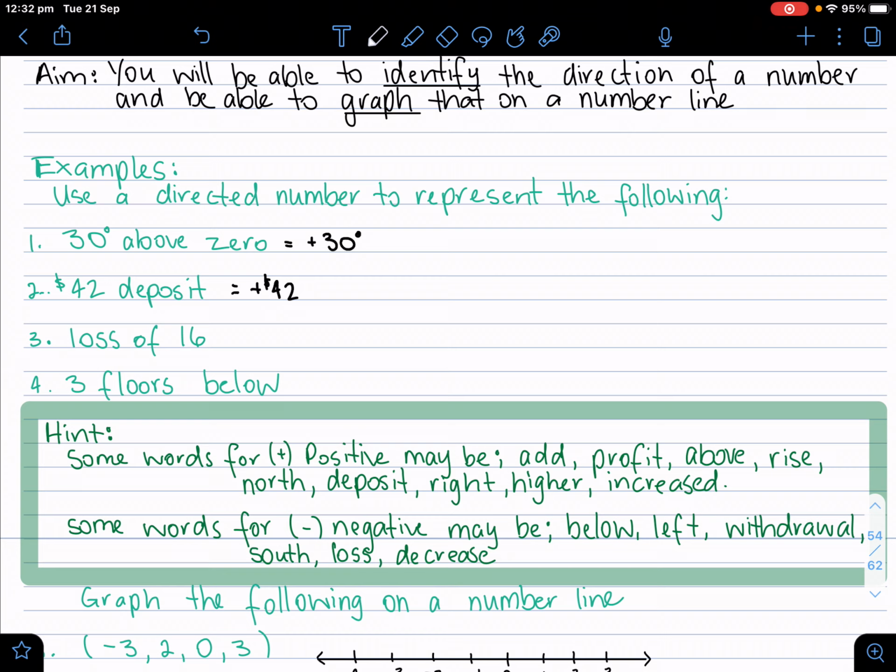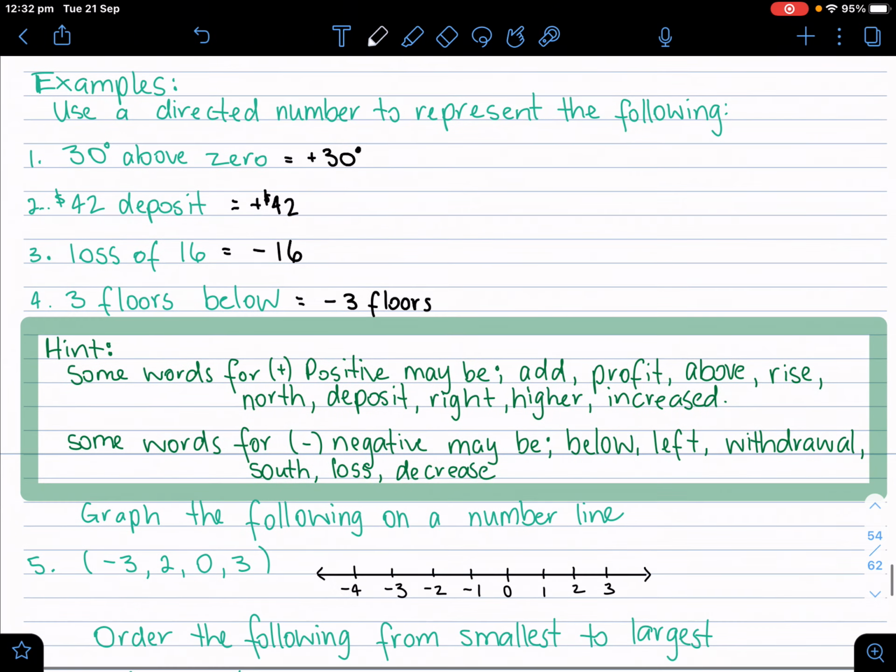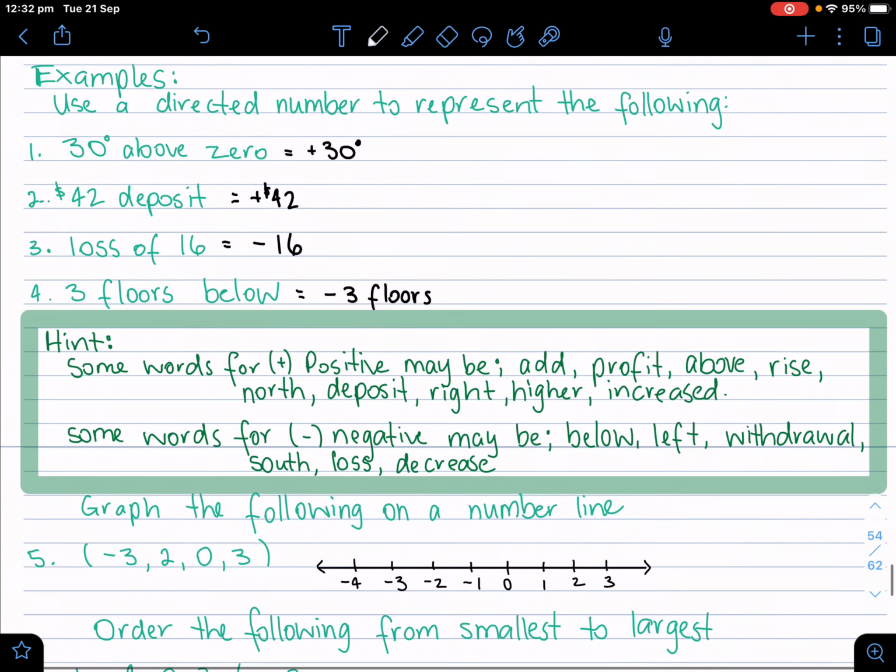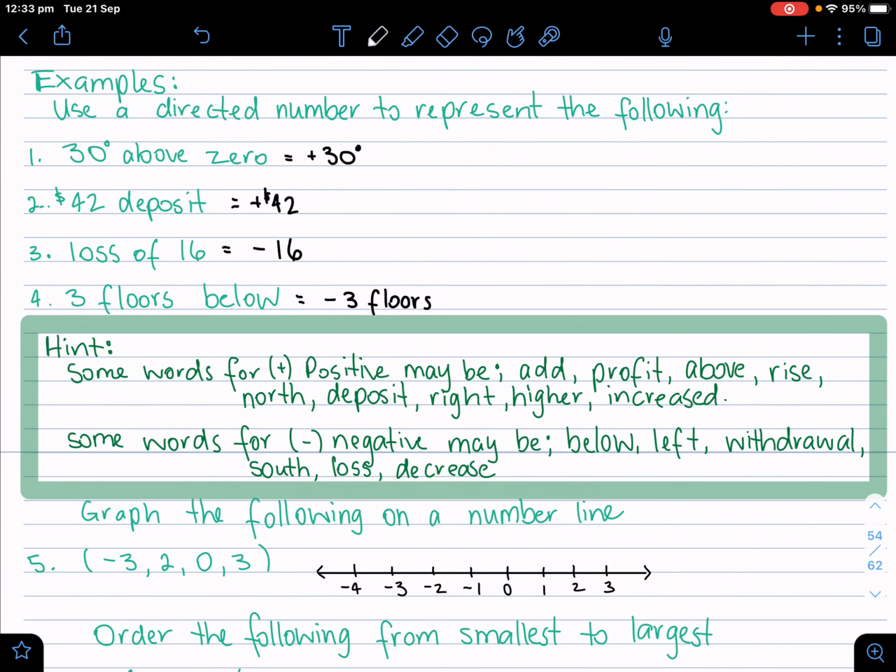The next one says loss of $16. So loss, is that a plus or a minus? Well, a loss is a minus 16. And 3 floors below means it's minus as well. So minus 3 floors. Hopefully you're getting the hang of it. Let's look at some words that represent positive and some words that represent negative.